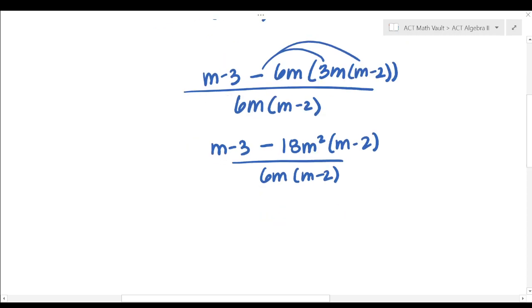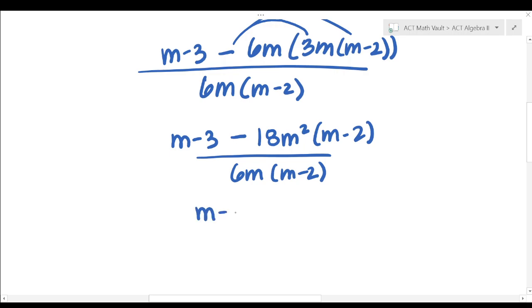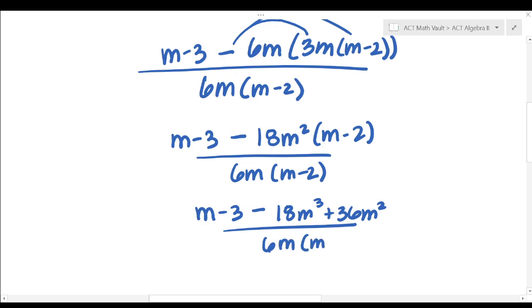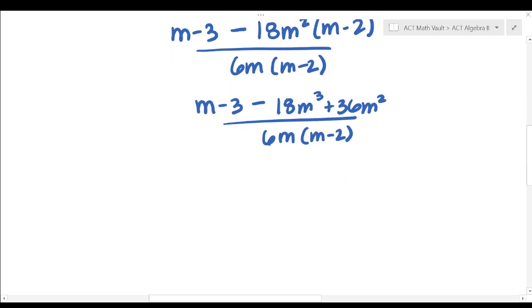I'm trying to figure out, does this factor at all? m minus 3 minus 18m cubed, and that would be plus 36m squared all over 6m. We'll keep that factored. Now, can that top break down anyhow? Negative 18m cubed plus 36m squared plus m minus 3.